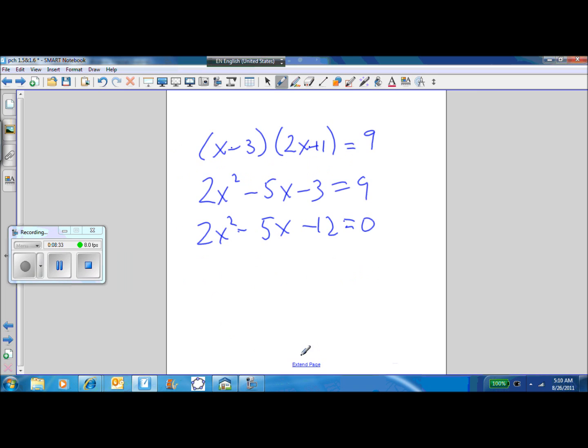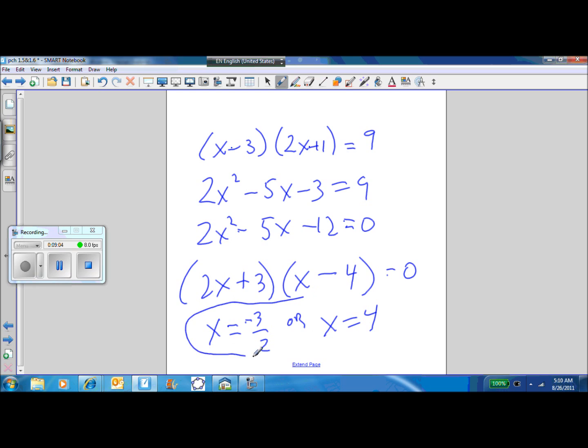And let's take a look here. What do we get? What factors? 2x times something x. 12 is 4 and 3. 4 and 3 seems to work. 3x and 8x. So if I make it a minus and a plus, we're all set. There you go. x equals negative 3 halves. x equals 4.